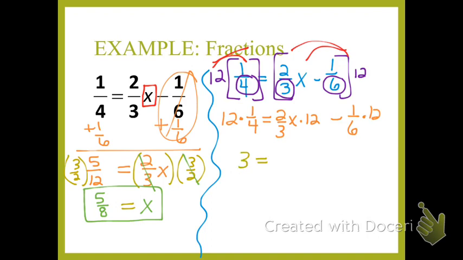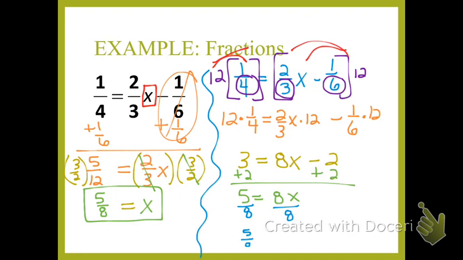On the right, 2/3 times 12 is 8. And 1/6 times 12 is 2. And then this is a much easier problem to solve. You would add 2 to both sides and then divide both sides by 8. You get the same answer either way.